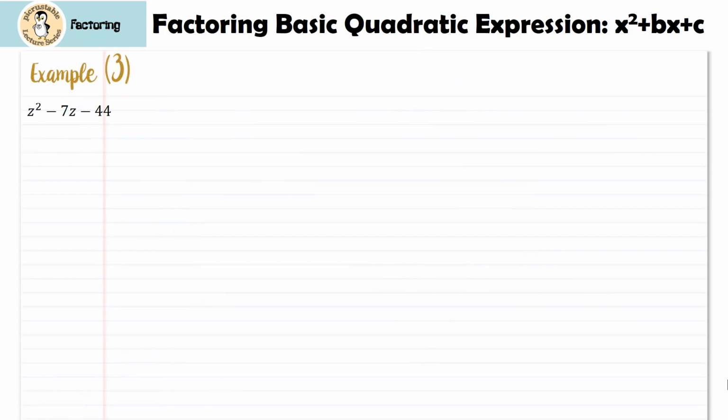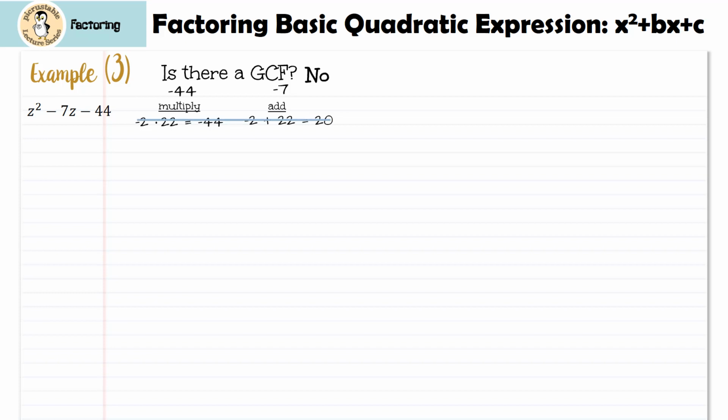The first thing that we always ask, is there a greatest common factor? And in this case, nope, there isn't. This time, I'm just going to look at my expression. I need to multiply to negative 44, that's my C, but also add to negative 7, that's my B. Let's start guessing. I know that negative 2 times 22 is negative 44, but when I add negative 2 plus 22, I get 20, and that's not quite it.